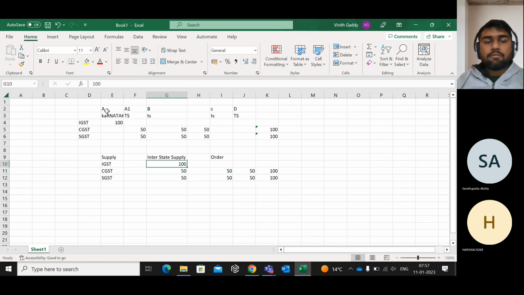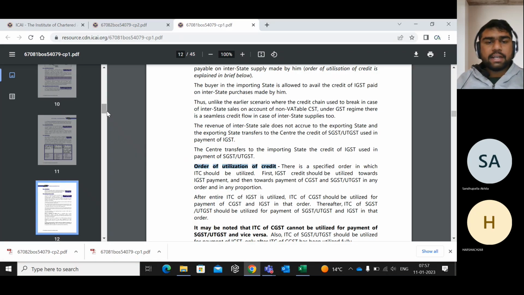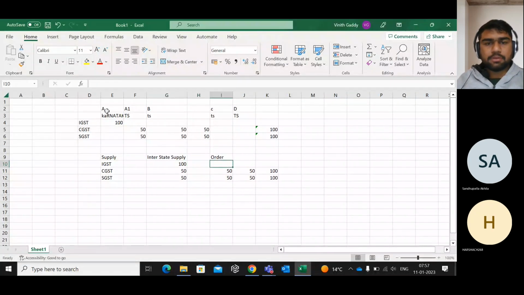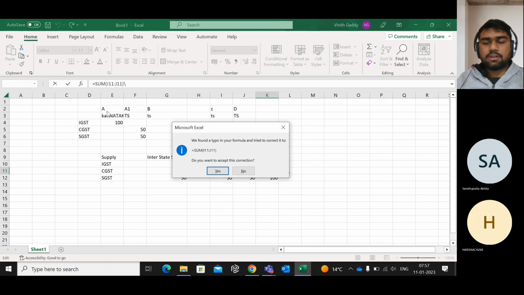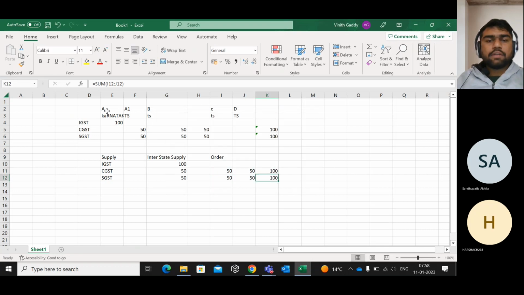ఇక్కడ ఏంటిదంటే, వాట్ ఈస్ ద ఆర్డర్ ఆఫ్ యూటిలైజేషన్ విచ్ కెనాట్ బి అలౌడ్? ఇప్పుడు 100 రూపీస్ ఐజిఎస్టీ క్రెడిట్ ఉన్నప్పుడు, 50 రూపీస్ ఐజిఎస్టీ క్రెడిట్ యూజ్ చేసి సిజిఎస్టీకి, 50 రూపీస్ ఐజిఎస్టీ క్రెడిట్ యూజ్ చేసి ఎస్జిఎస్టీకి చేస్తావు. 100 రూపీస్ టోటల్ లయబిలిటీ. ఒకవేళ నీకు ఇక్కడ 100 రూపీస్ సఫిషియంట్ ఉన్నప్పుడు.